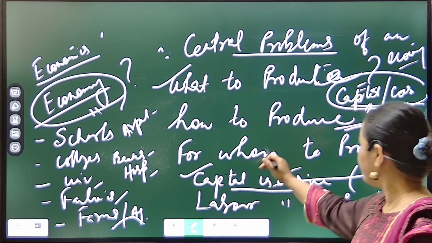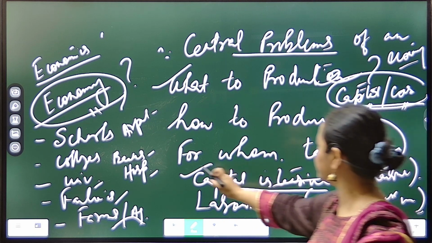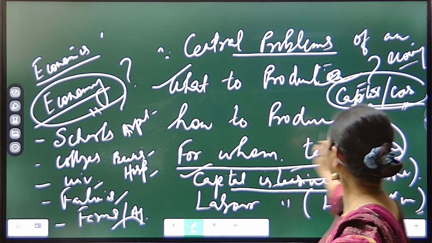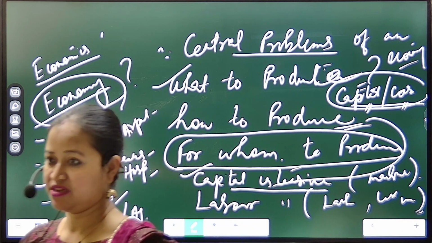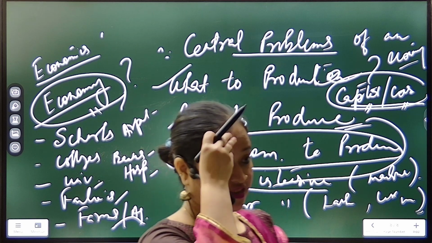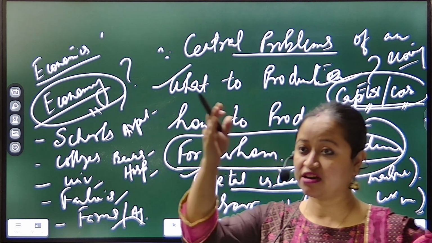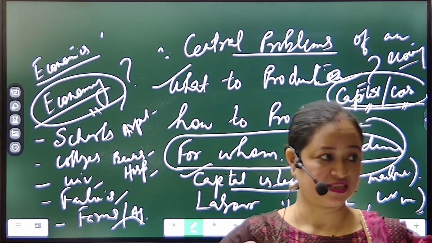So how to produce? Understood? Our next one is for whom to produce. For whom to produce? किसके लिए produce करेंगे? There are various sections of people, like rich and poor, higher class, middle class, lower class.